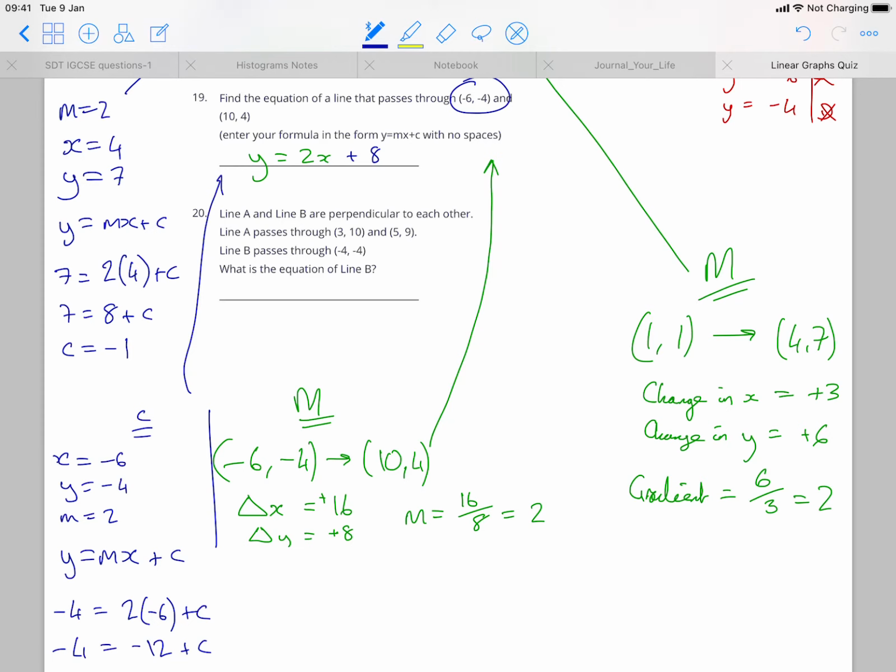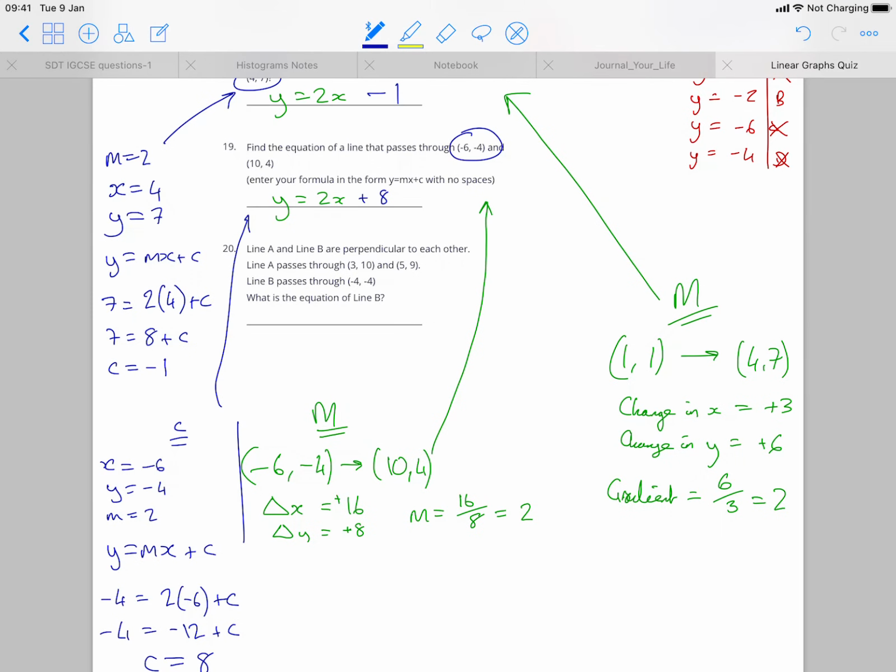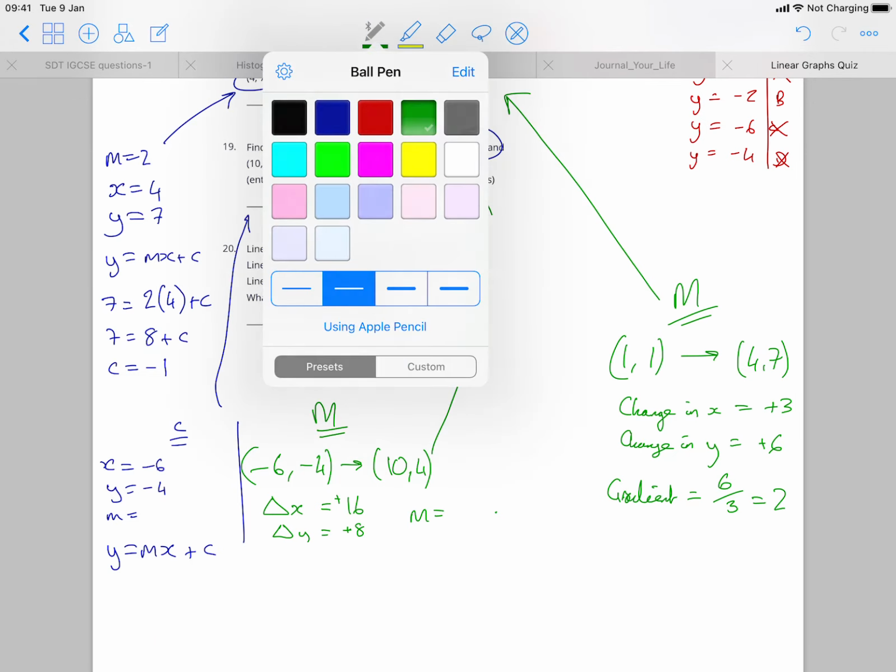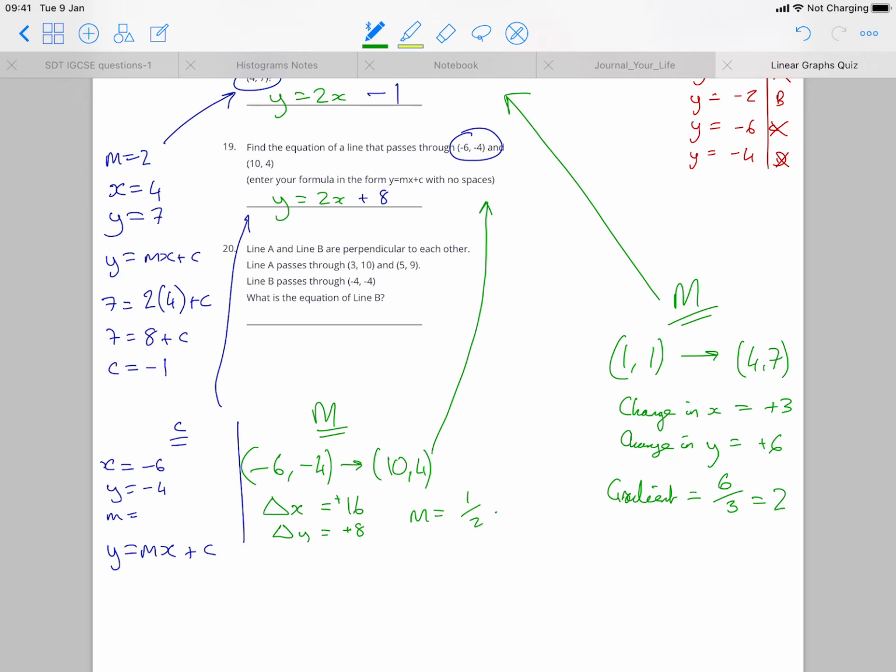Hold on, I've done something wrong there. That can't be right. I see what I've done wrong. There we go. So this is why you error check. All of that is wrong. Let's go back. Your gradient is not 2. See, this is why we check our answers. I knew I was wrong because I knew that was incorrect. So it's actually 1 over 2 because it's 8 over 16. So the gradient is a half.